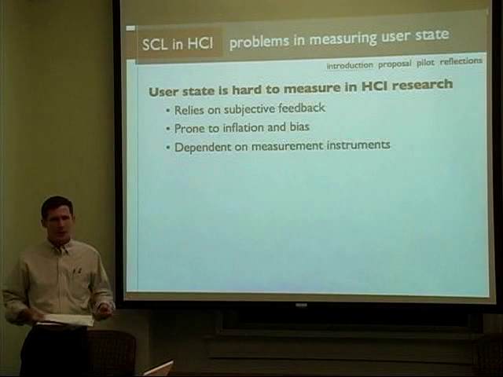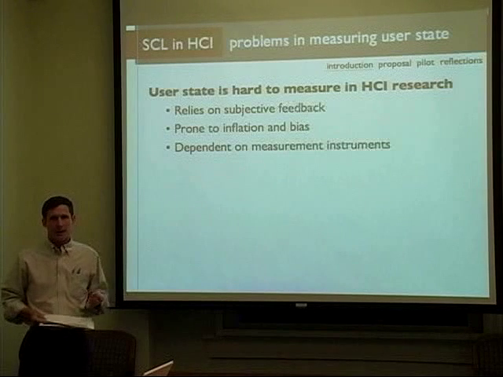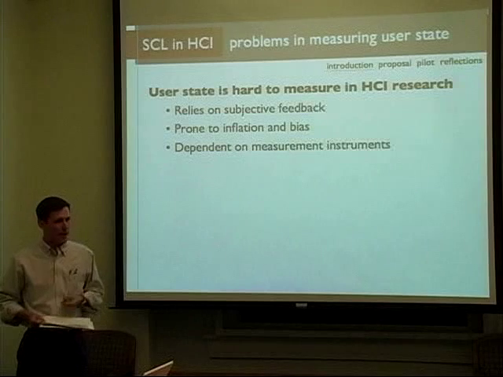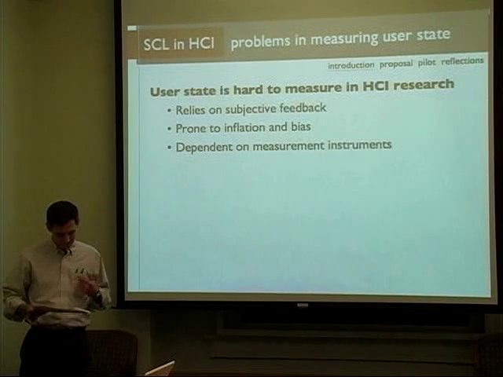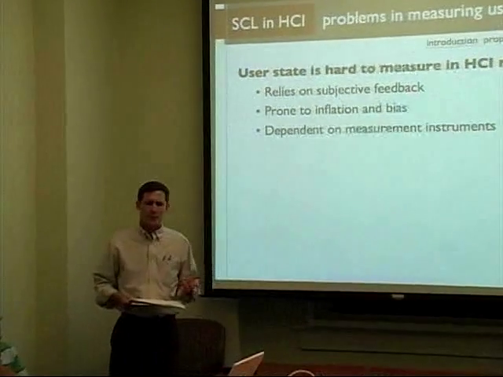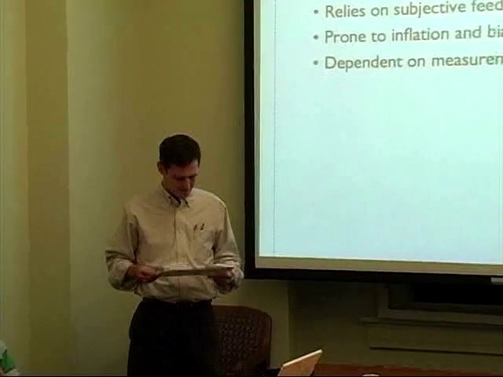Typically in HCI, we use self-reports to assess physiological state. How were you feeling during the task? Were you upset? Were you angry? And these are usually self-reports that are conducted in controlled experiments. So they're not very naturalistic.